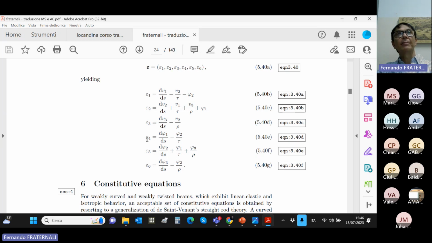And these, epsilon 4 and epsilon 5, are the two bending strains that are related to the derivative of the vector F components, phi 1 and phi 2, plus some terms related to torsion and curvature. And finally, we also have the torsion strain, which also has a term linked to the curvature of the axis line.